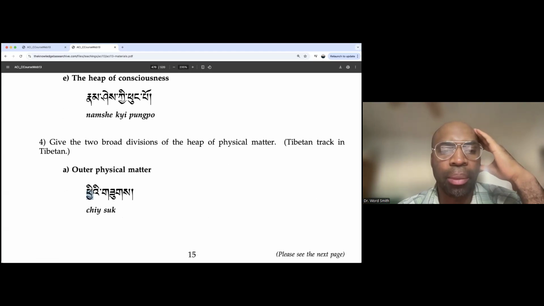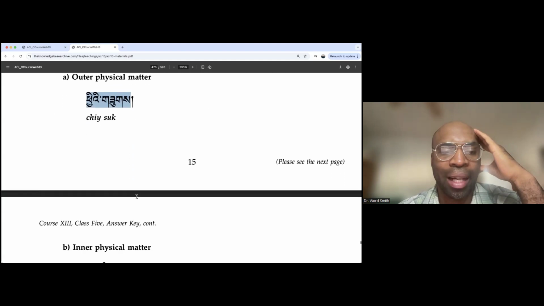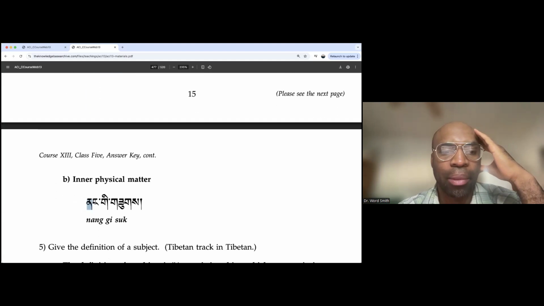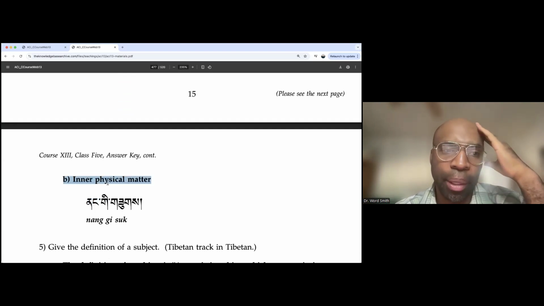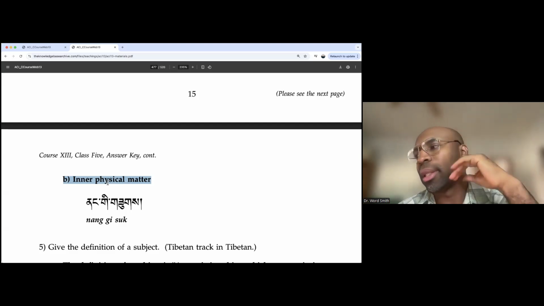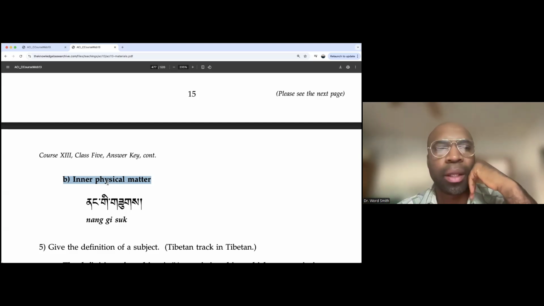Chi means outer, so outer physical matter, and nang means inner, so inner physical matter. You need all these definitions to debate, okay? This is all the stuff that comes up in any debate.